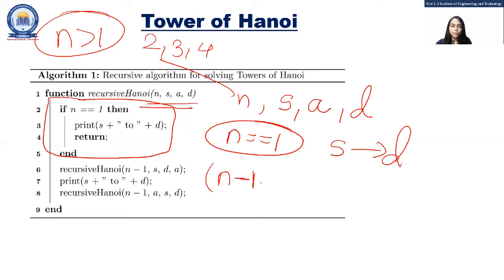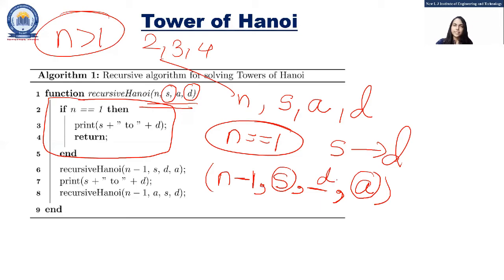And where we have to place it? We have to place it from source to auxiliary, right? Source to auxiliary. Where is source, students? This is S. So destination is currently, for n minus 1, it is A, and we can make use of D, destination. Okay. So students, you should see this.